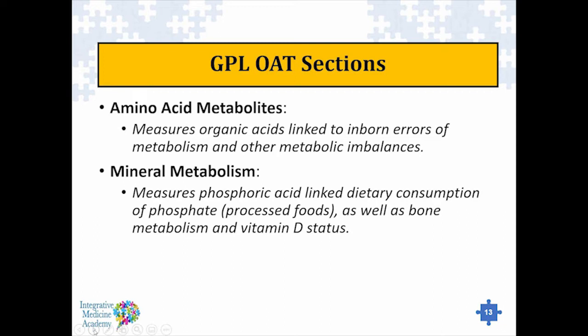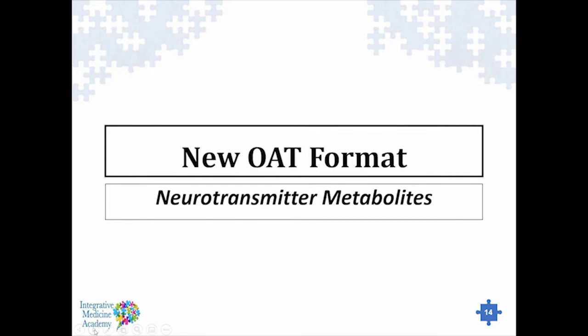And then on the last page of the OAT are these amino acid metabolites, and these are really meant to reveal what are called inborn errors of metabolism, mostly seen in children. But there are some things that show up, which I'll mention here, that could have clinical correlation for some of your patients on a more advanced topic basis. So let's get into it.